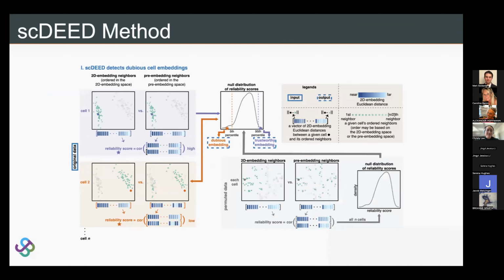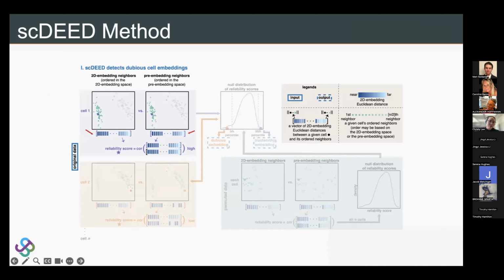So the main idea behind scDEED is that the 2D embedding space should look like the pre-embedding space. And we evaluate this through neighbors. So in the 2-dimensional space, we calculate a distance between a cell and its nearest neighbors, with the nearest neighbors defined either by the 2D embedding space or the pre-embedding space. So oftentimes this might be the PCA space, which is k-dimensional, with k input by the user.